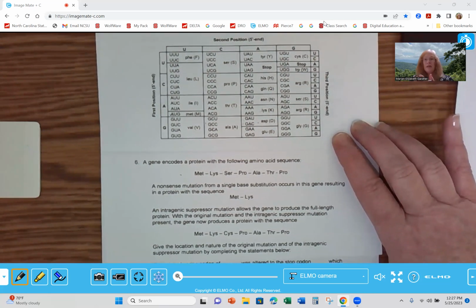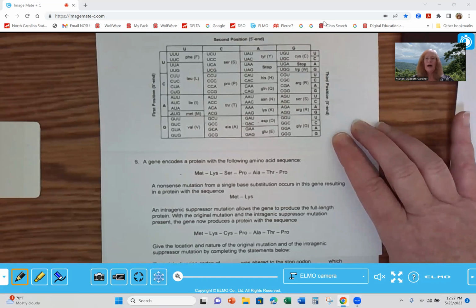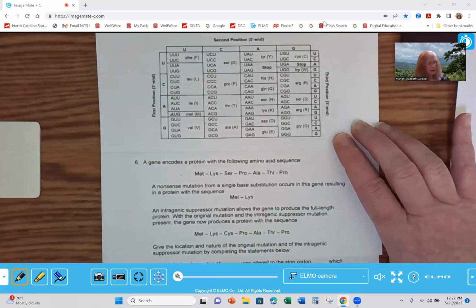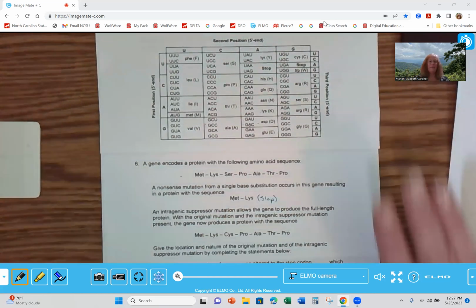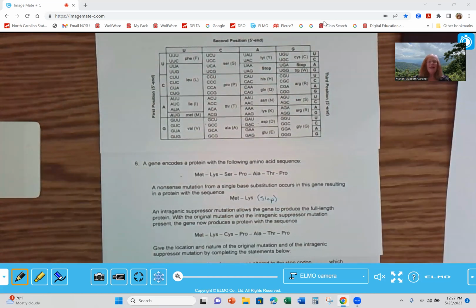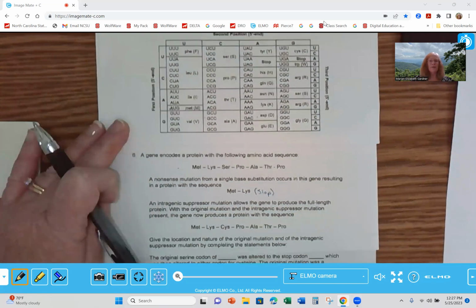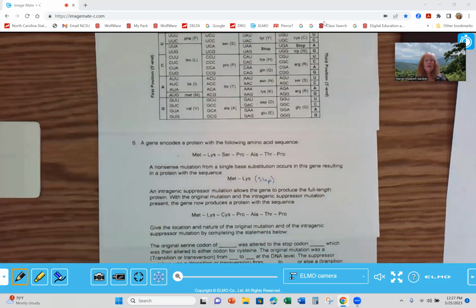If, like in that first problem, we change the codon from one coding for an amino acid to a stop codon, the short mutant protein only goes Met-Lys. And then we can think about that as having a stop codon there. Then we have an intragenic suppressor. That means within the gene, there's a suppressor mutation that gets it back on track. It doesn't make the perfect protein sequence.